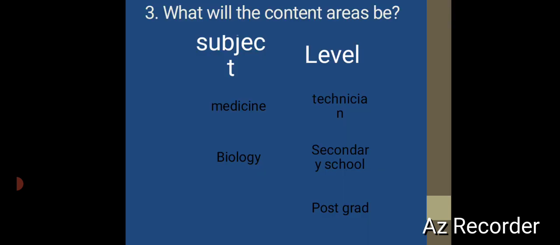Now, what will the content areas be? Yeah, sorry for the look of the slide. Okay, so subject and level. For example, the subject is about medicine, biology, economics, mathematics, and so on and so forth. Is it for the technician, secondary school, postgrad? So you need to find out around this as well.